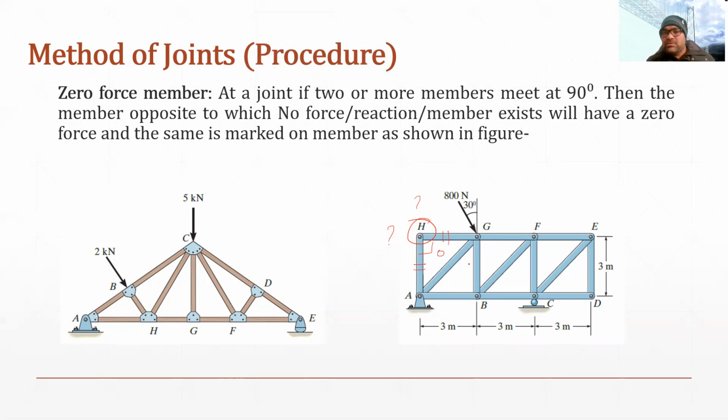Similarly, if we talk about joint D, in this case also the members are meeting at 90 degrees. You can see opposite to member ED, no force, and opposite to member CD, no force. So that is why members CD and ED will also be considered zero force members. So I hope now things are clear to you.